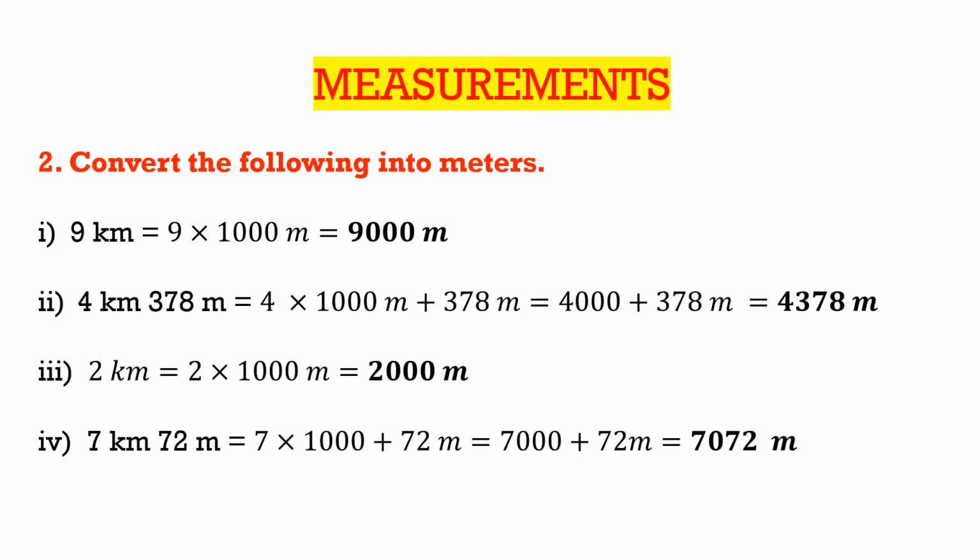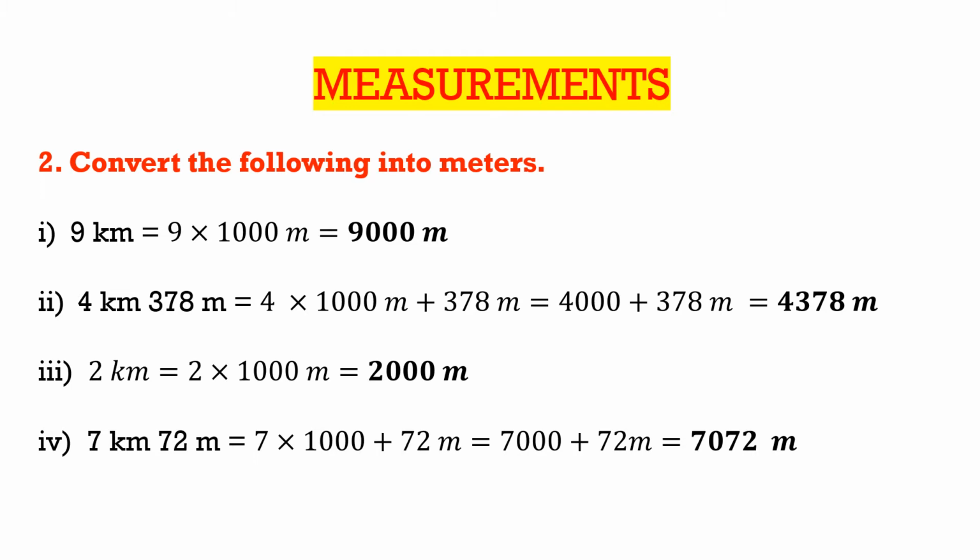The fourth bit is 7 kilometer 72 meter. We have to convert 7 kilometer 72 meter into meters. We know 1 kilometer is 1000 meters. So 7 kilometers will be 7 multiplied by 1000 meters plus 72 meters. So 7000 meters plus 72 meters equals 7072 meters. So we get 7 kilometer 72 meter equal to 7072 meters.